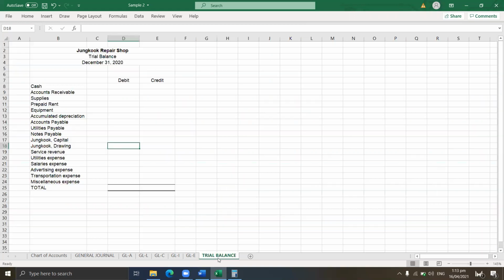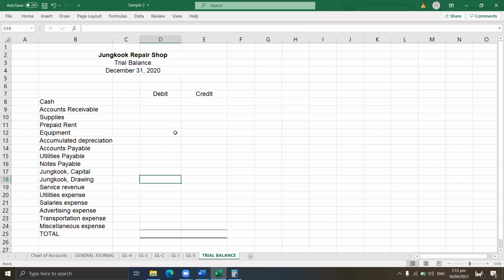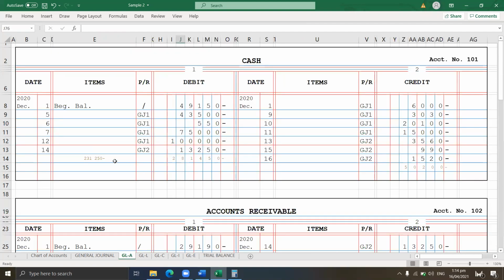Okay? So in our trial balance, you need to again put the header, okay, the name of the company, which is Jungkook Repair Shop, trial balance, and then the last day of the month. Again, kahit po hanggang December 17 lang yung transactions, the date should be on the last day of the month, so which is December 31. Okay? So kopyahin natin yung mga balances. So for our cash, it's a debit to magkano yung cash natin kanina? 231,250. So kopyahin ko na lang para mabilis.